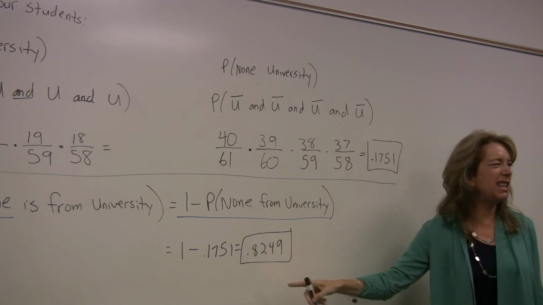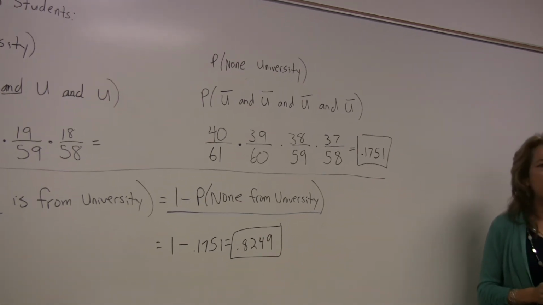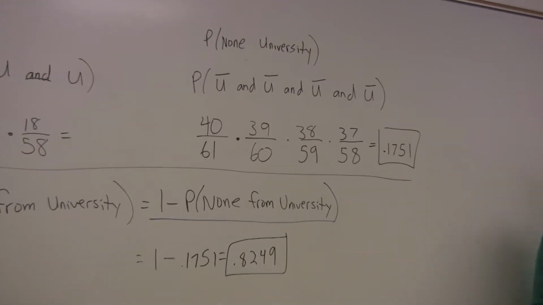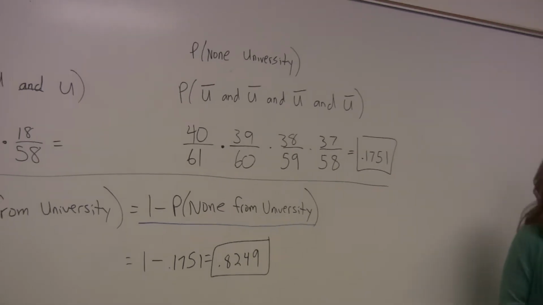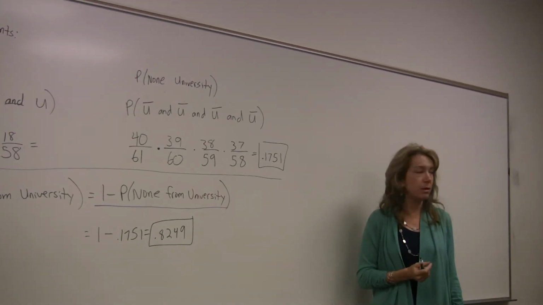There's around an 82% chance that if I select 4 people, at least one of them is from the university. Pretty likely that's going to happen.